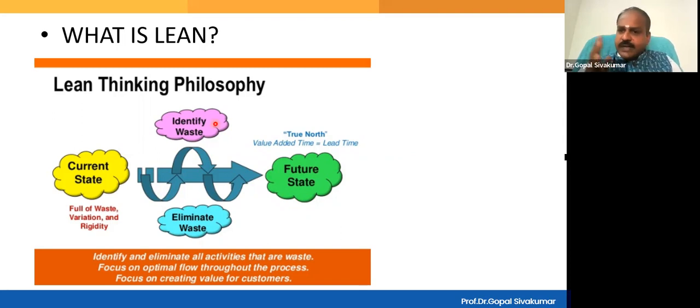Fundamentally, lean means identifying unproductive activities and eliminating them. Lean means identifying non-value adding activities and eliminating them. Lean means identifying wasteful activities and eliminating them. So waste, unproductive, non-value adding, inefficient, all of them are the same. Wherever elimination is not possible, you should reduce. And this is called lean.